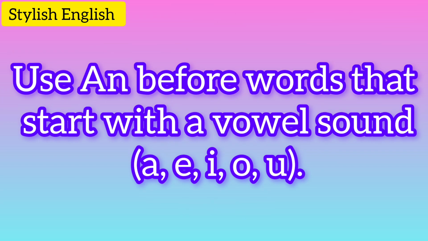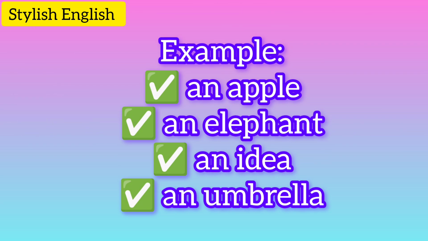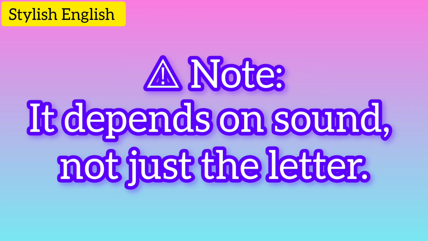Use an before words that start with a vowel sound a, e, i, o, u. Example. 1. An apple. 2. An elephant. 3. An idea. 4. An umbrella. Note: it depends on sound, not just the letter.